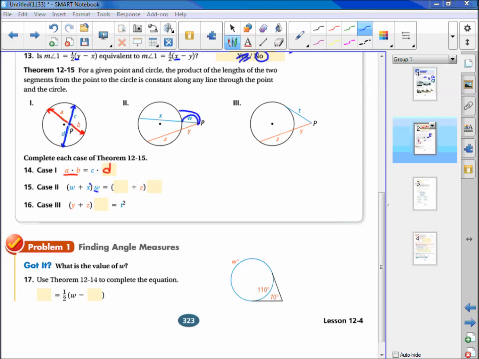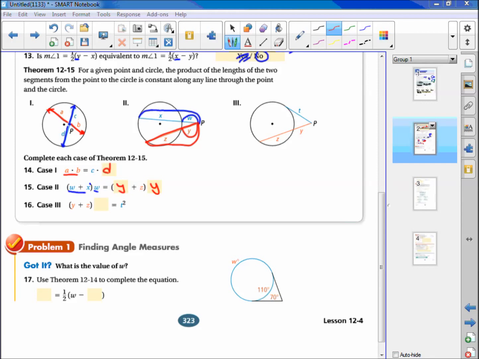And where it crosses the circle the second time is the distance w plus x. So that product should be equal to any other line that crosses through the circle again from that same point. Here's our second one, the red one. This distance is the distance to cross the circle the first time, so that's going to be y here. And this distance from here to here is where it crosses the circle the second time, so that's y plus z.